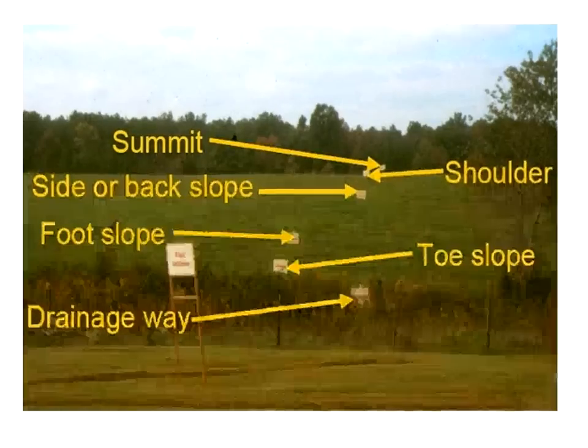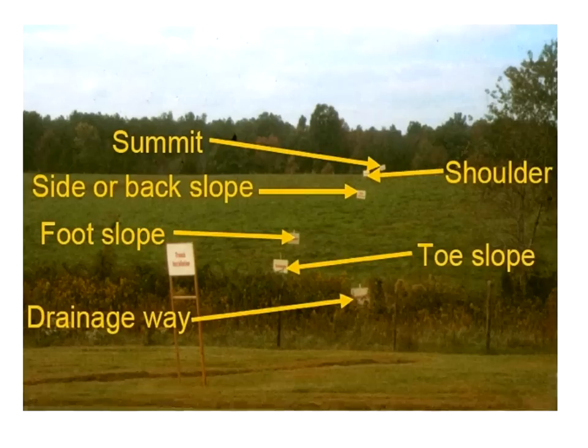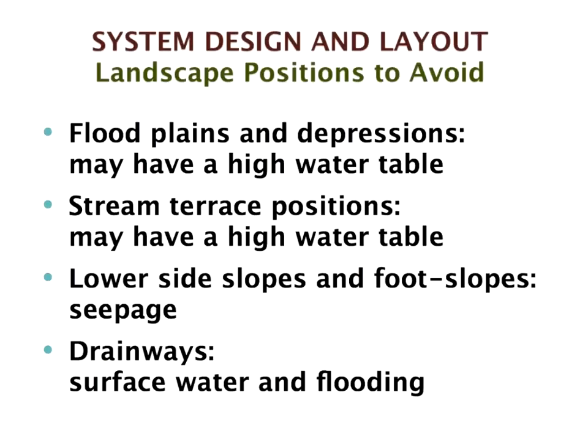Okay, and here we've got virtually the same thing, just a picture. So generally you want to be up here, which is the best possible area. And here we're talking about exactly the same thing. Floodplains and depressions may have high water tables, stream terrace positions may have a high water table. The lower side slopes and foot slopes have seepage, drainways, surface water, and flooding.